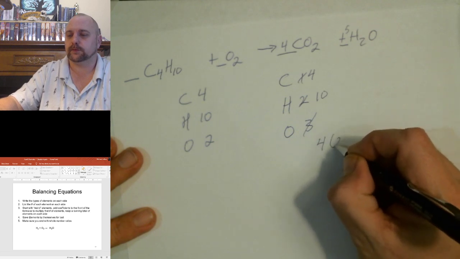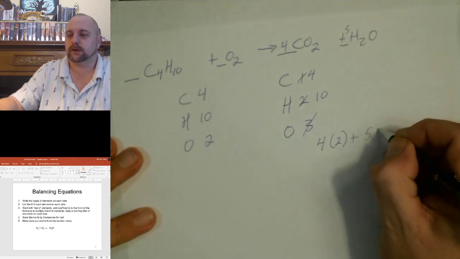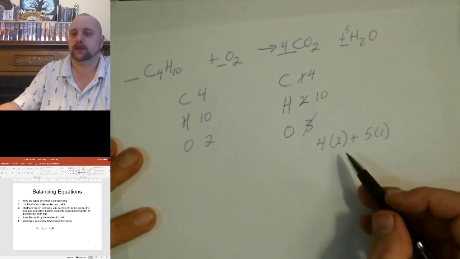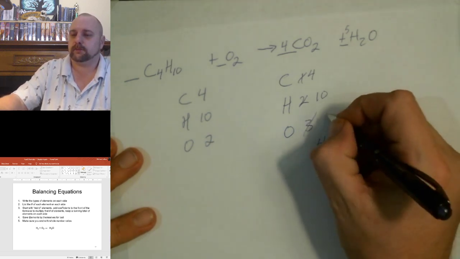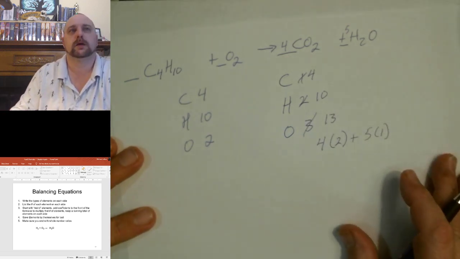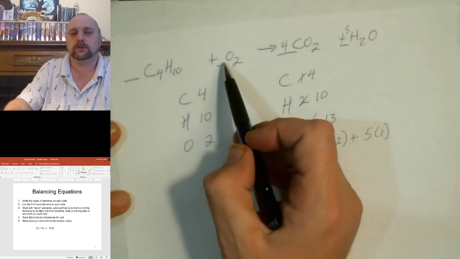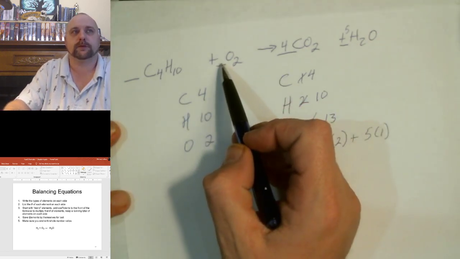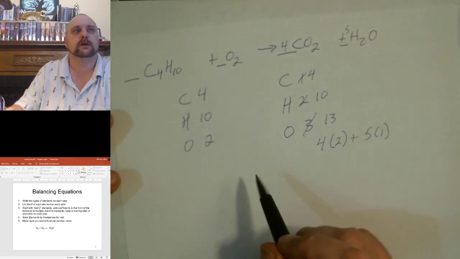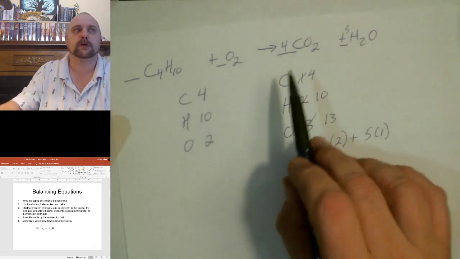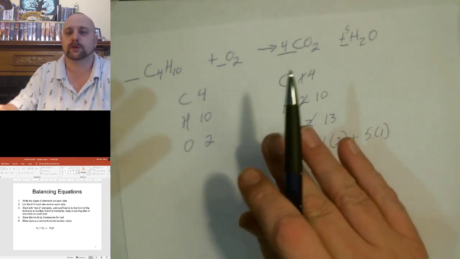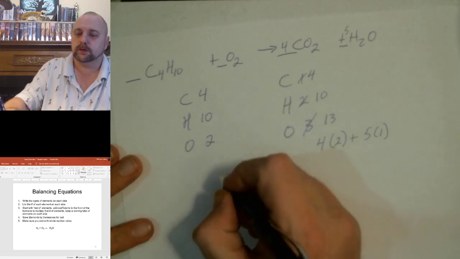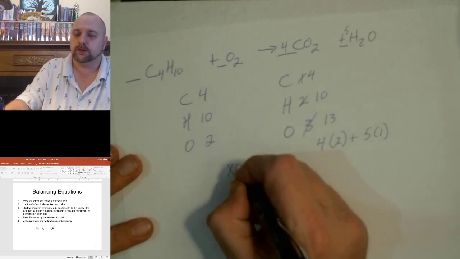4 times 2 plus 5 times 1. 8 plus 5 is 13. Uh-oh. They're only in multiples of 2 over here. So either you can come through and multiply everything by 2 at this point, or you can do the algebra just like normal.